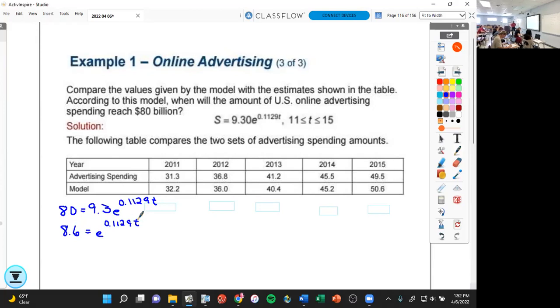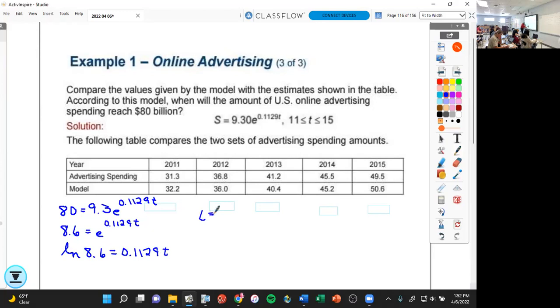Because the base is e and e is the base of the natural log, we will take the natural log of both sides. That gives me natural log of 8.6 is equal to, don't do the math. Is equal to, when I take the natural log of e to that power, the e goes away, correct? Yes. 0.1129 t.